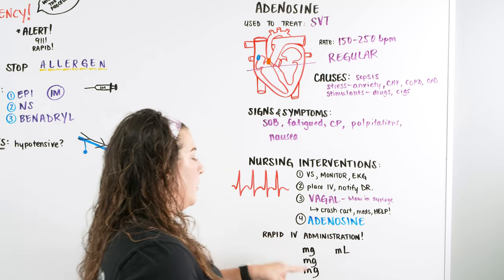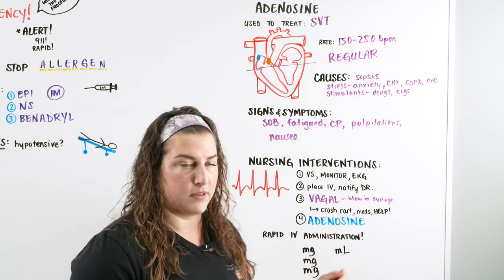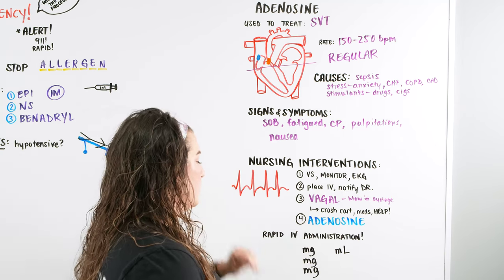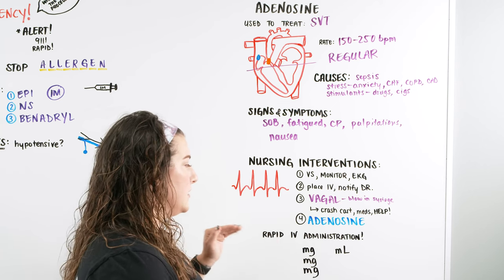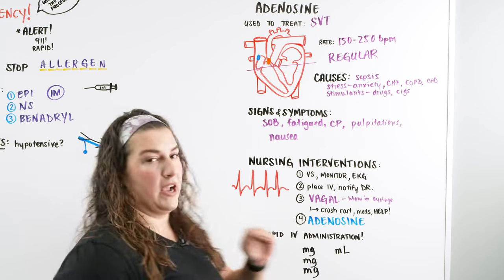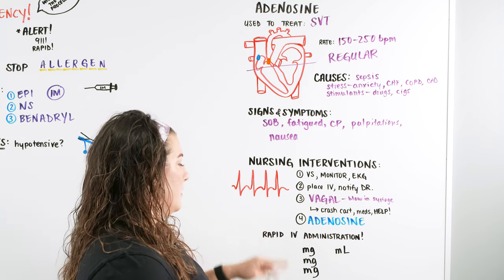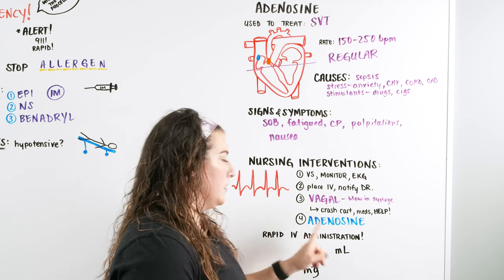While this is all going on, doc's gonna say, okay, we're gonna get adenosine, right? And that's what this whole video is about, adenosine. So what's going on with adenosine? Adenosine is gonna be our antiarrhythmic that we're gonna give this patient to put them back in that sinus rhythm. It's really important that we give adenosine fast, rapid IV administration.